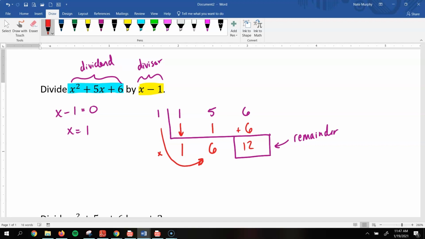Now what does that mean for the 1 and the 6? What we're going to do, and this is why that box is important, is we're going to put variables in there. So in the first one, we're going to leave that as a constant. I'm going to leave that as a number.